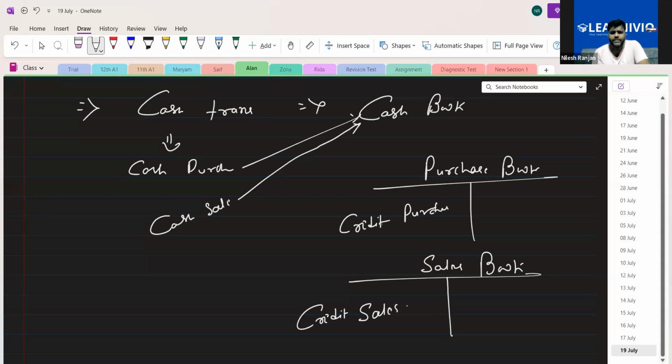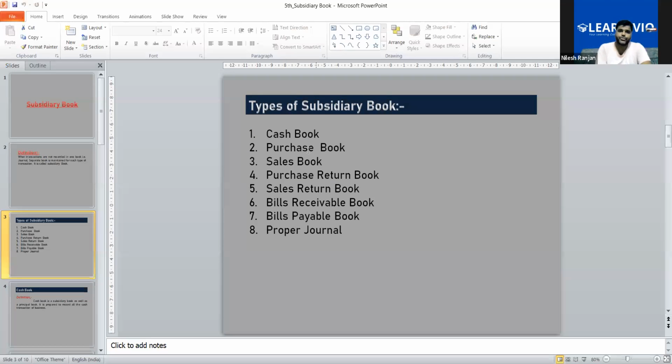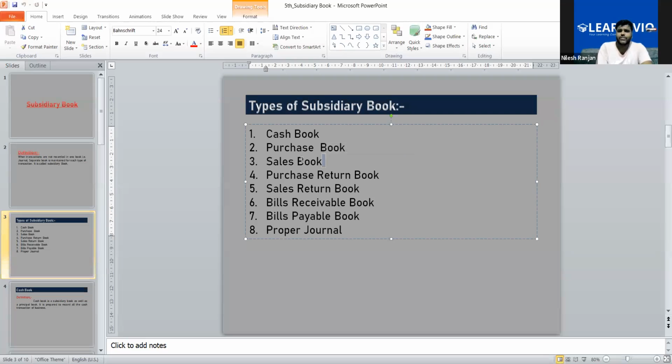No, purchase book is a different book. There are categories you have just written. Cash book, purchase book, sales book. These are different books. In cash book, you can only record one type of transaction, and that is cash. All the transactions that are made in cash, we have to record only that in cash book.